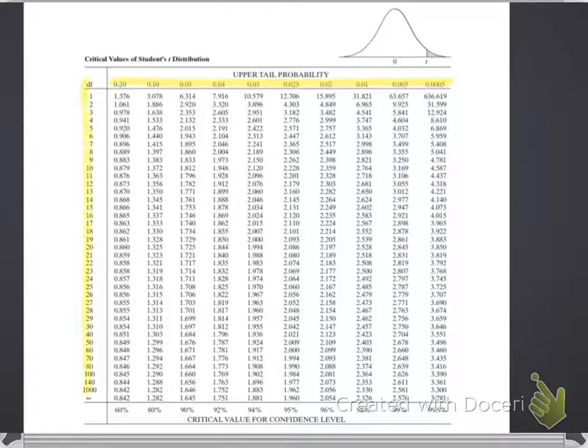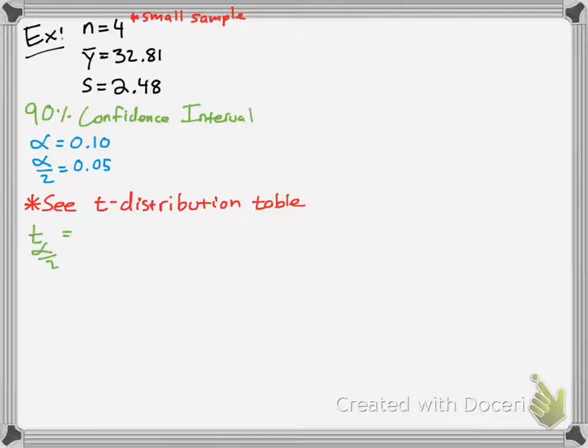So it's kind of inverted compared to the normal one that you've probably been used to using, the z-tables. So since our degrees of freedom, since we have a sample size of 4, oops, that's what I meant to write.